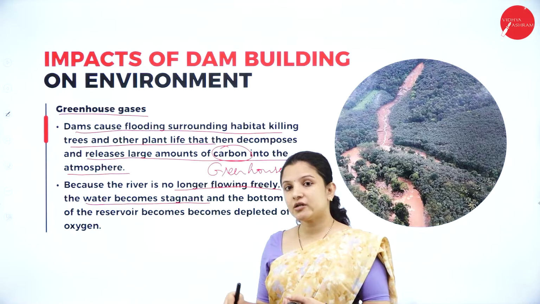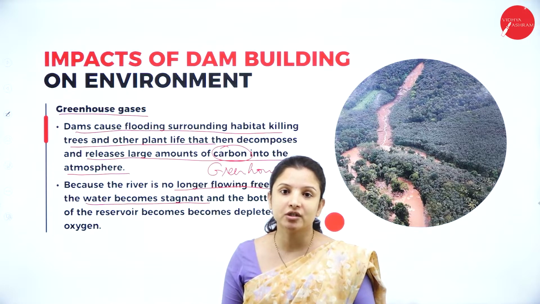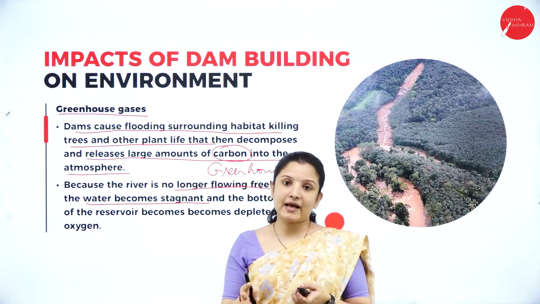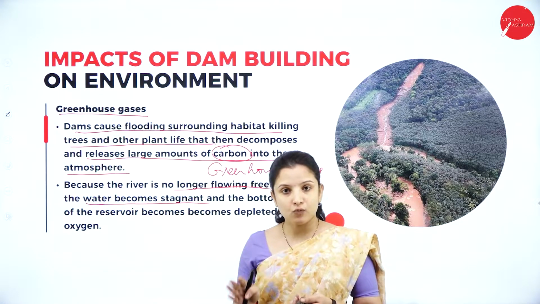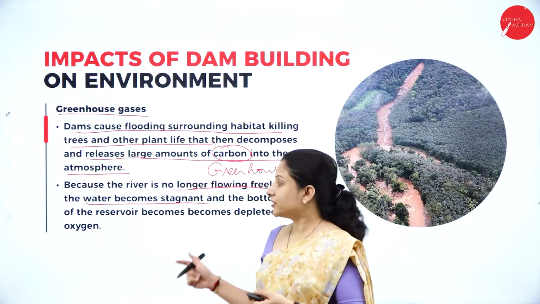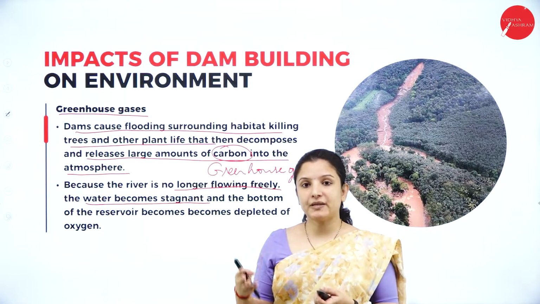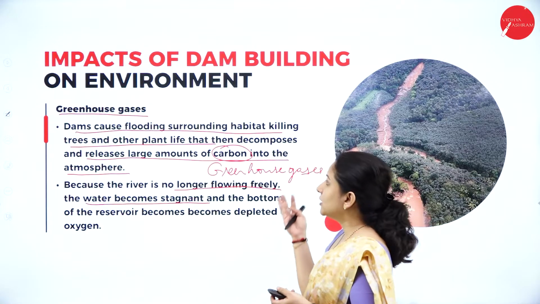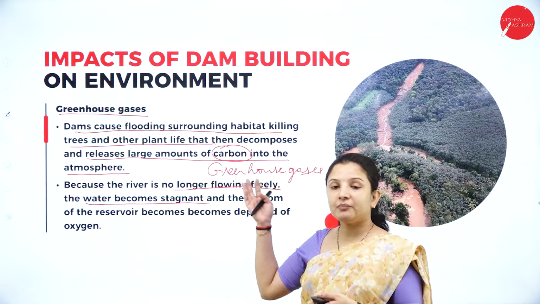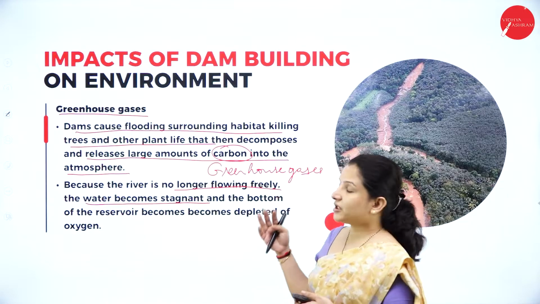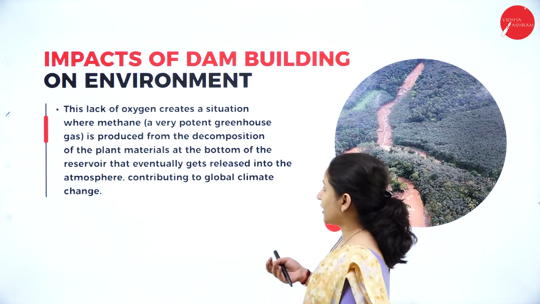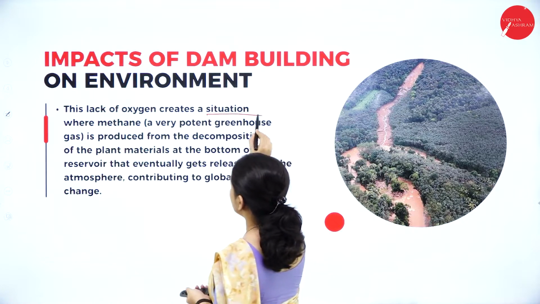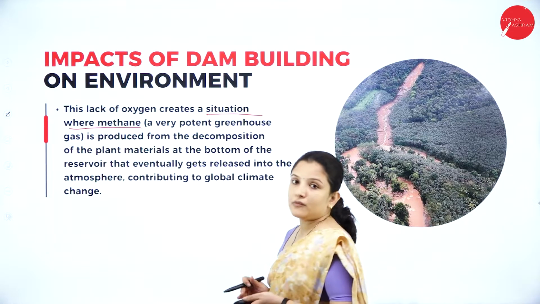Also, the reduction in the oxygen content will pose a threat to the already existing plants and fishes in that particular river. So therefore, it will further cause the death of the plants and animals, further polluting the water on the other hand. So that is how the dams can have an impact on the environment because of the increase of the greenhouse gas production. And this lack of oxygen creates a situation where methane will form.